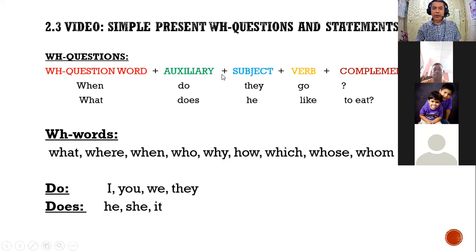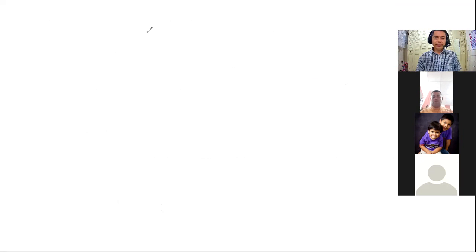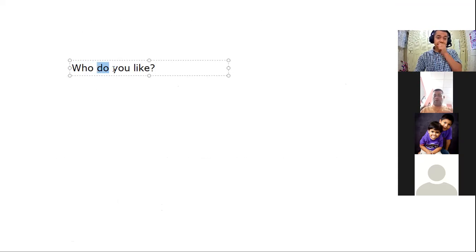Good. So I will explain what is the only exception, right? ¿Cuál es la única excepción? What is the only exception? Look. Who do you like? For example, right? Who do you like? Now notice we have the question word, we have the auxiliary, and we have the subject, right? And the verb.